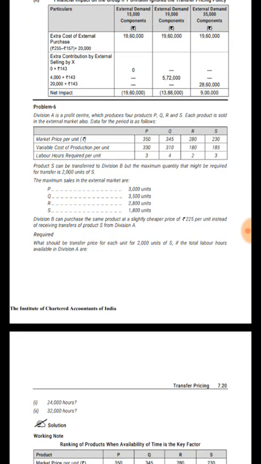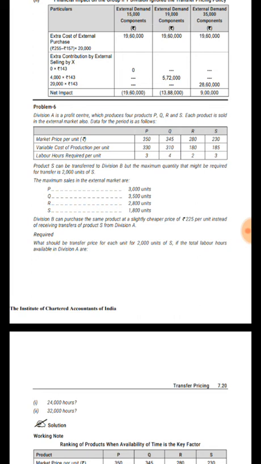Okay, question number 6. Division A is a profit center which produces 4 products P, Q, R and S. Each product is sold in the external market also. Data for the period is as follows. Market price is given, variable cost is given, labor hours required per unit is given. Product S can be transferred to division B, but the maximum quantity that might be required for transfer is 2,000 units of S.